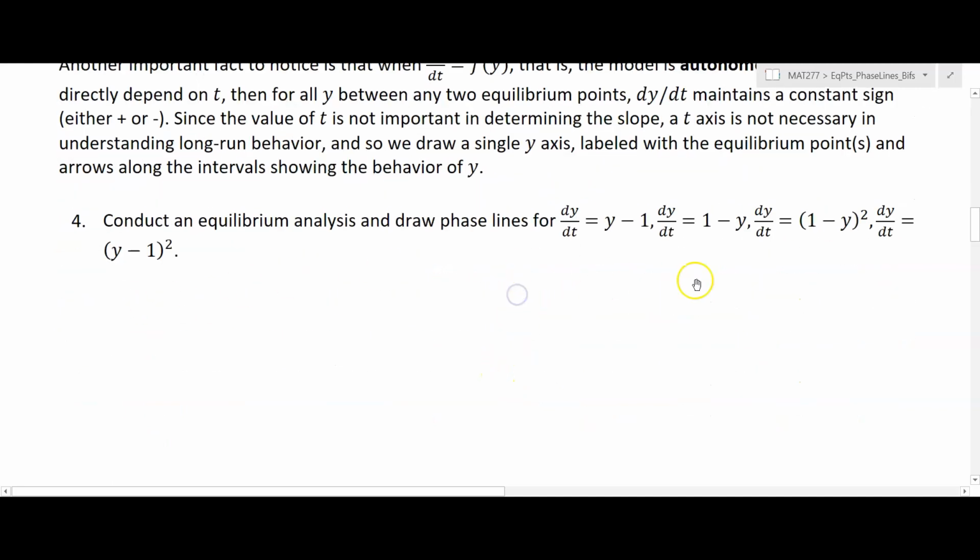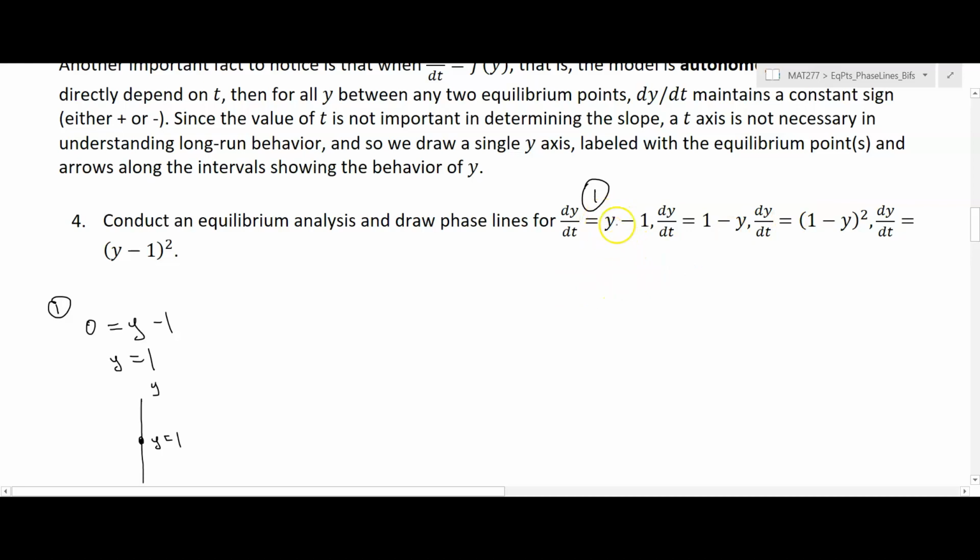Okay, so here let's go ahead and conduct 4 different analyses. We'll do one for dy/dt equals y minus 1. So for dy/dt equals y minus 1, we set that equal to 0, we get y equals 1. So that means that if I draw an equilibrium or a phase line, I label the equilibrium point y equals 1, and now I just have to figure out what happens when y is bigger than 1 and when y is smaller than 1. So notice no t, these are all autonomous equations.